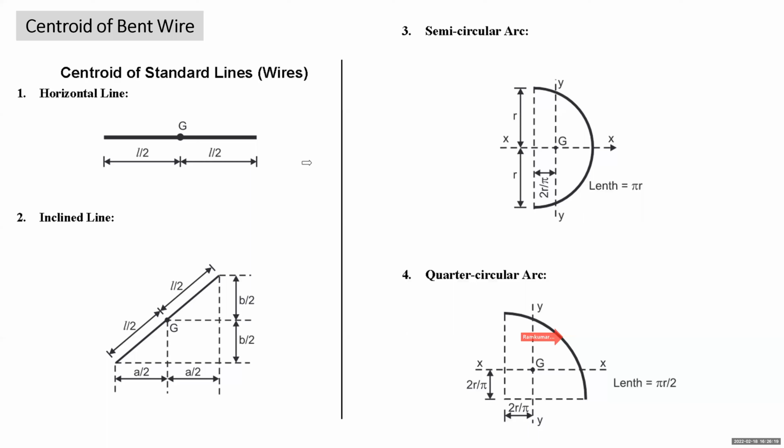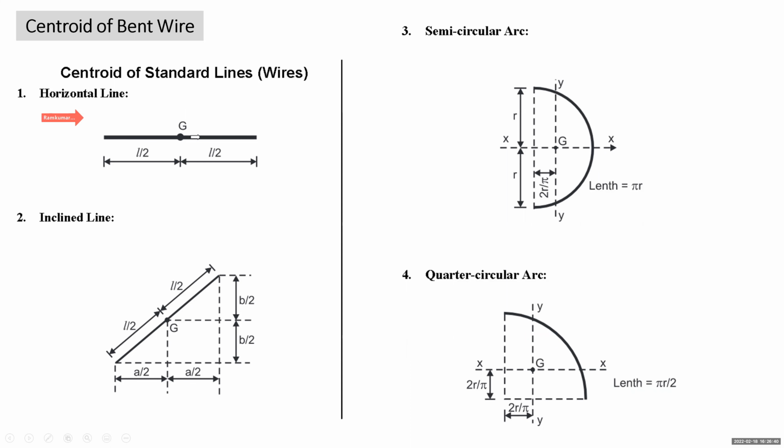Now here we have put the different shapes of wires that we come across while solving the sums, just as a formula sheet, you can call it. You can call it a formula sheet to refer to before we apply the formulas to the problems. Now suppose we have a bent wire which is a straight horizontal line.